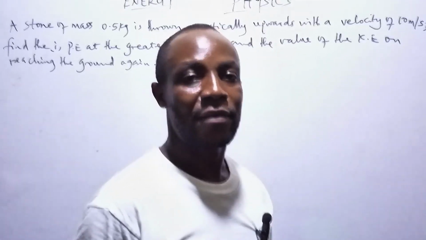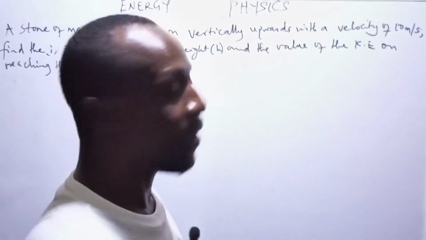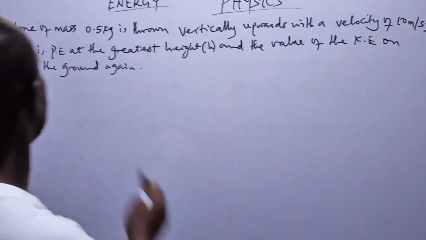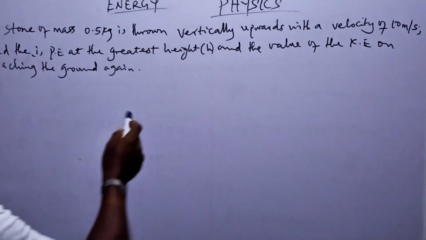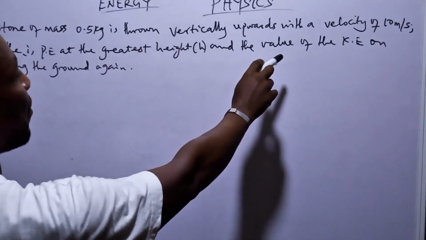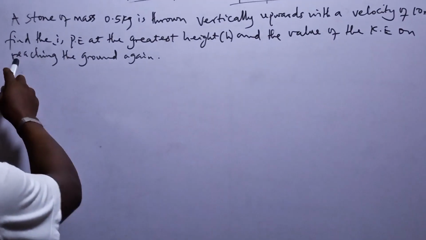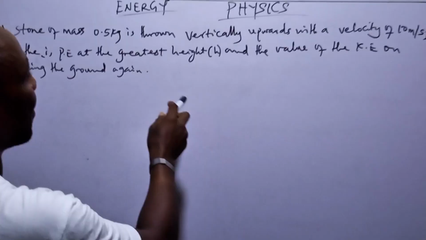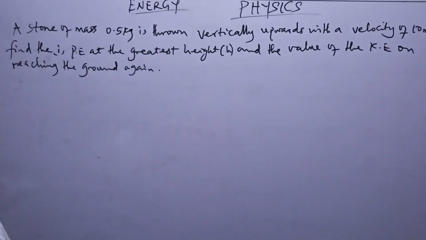Welcome to class, still on energy and still on the same playlist. We have here that a stone of mass 0.5 kilogram is thrown vertically upwards with a velocity of 10 meters per second. The question is, find the potential energy at the greatest height, H, and the value of the kinetic energy on reaching the ground again.